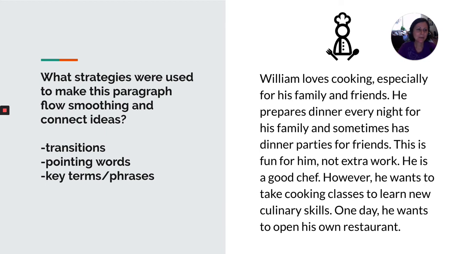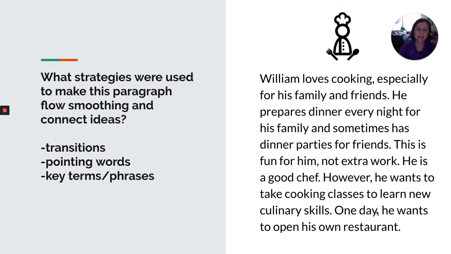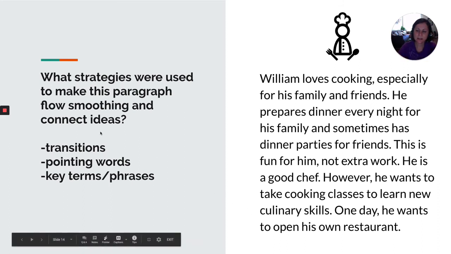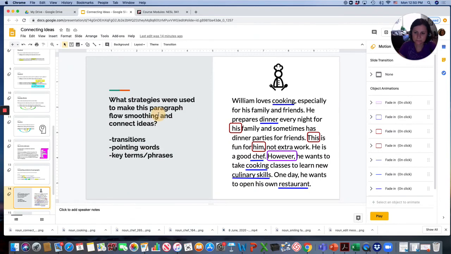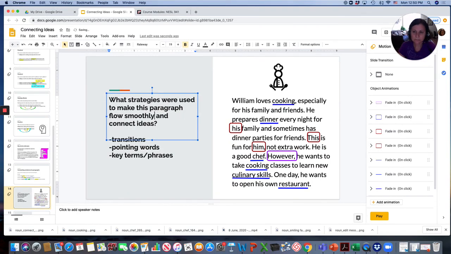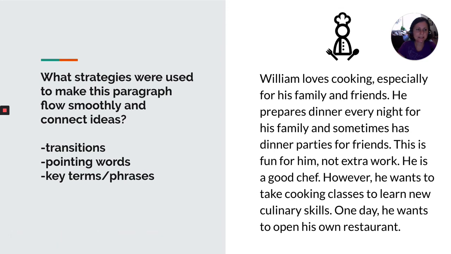Let's now wrap up everything by taking a look at a revised paragraph. We saw that first one with William, he. Let's look at this revised one and notice what strategies were used to make this paragraph flow smoothly and connect ideas. What were the transition words, pointing words, key terms, and phrases?